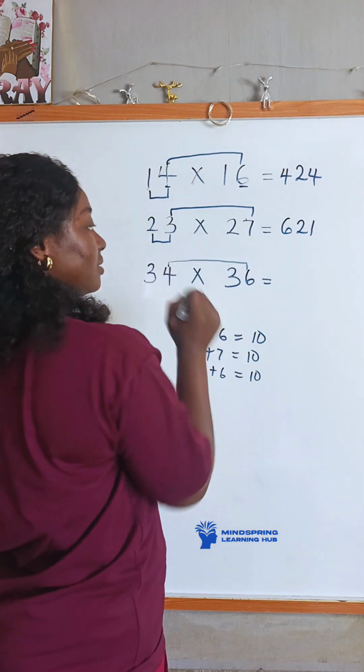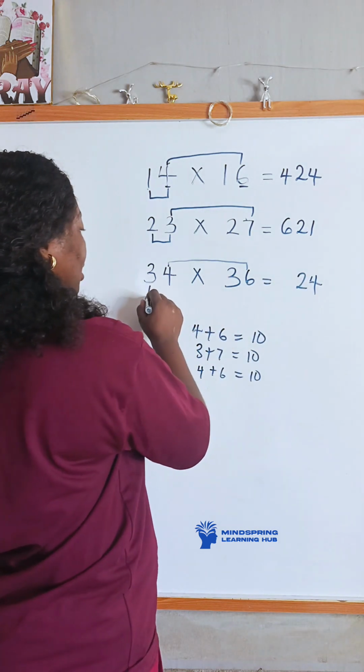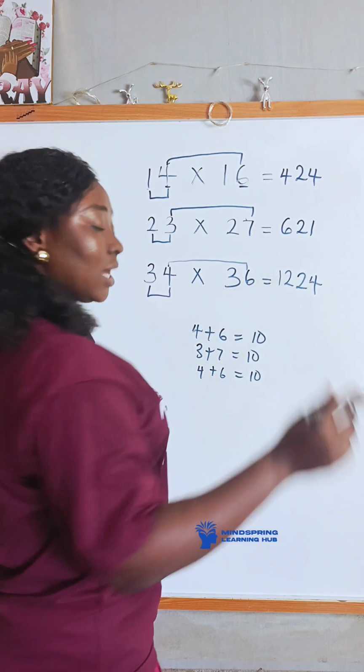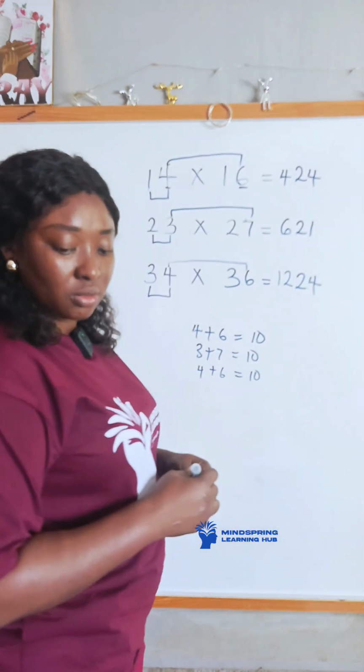4 multiplied by 6, you have 24. 3 multiplied by 4, you have 12. Now, if you put this on your calculator, this is the answer you're going to get. Let's try more questions together.